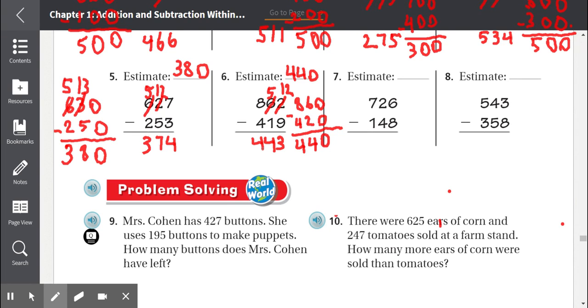Number 7. First we estimate, then we find a difference. 726, we're rounding to the nearest tens. 726 is between 720 and 730, but it is closer to 730. 148, we're rounding to the nearest tens, is between 140 and 150, but it is closer to 150.